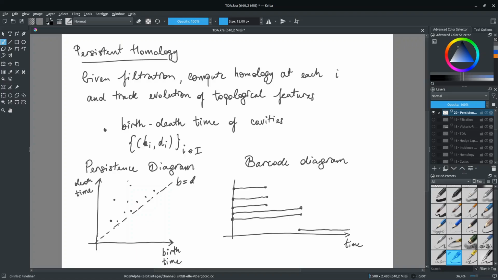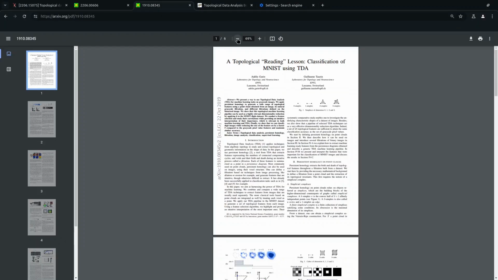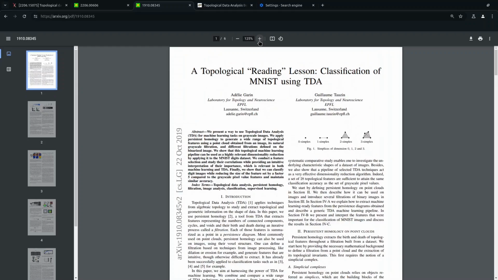There's another way of looking at these called a barcode diagram, where you just stack them. Each line is just a cavity, and it goes from the birth to the death. So again, it's another way of looking at it. I have no more slides, but I do have this paper, which is very short and actually gives a very nice overview.